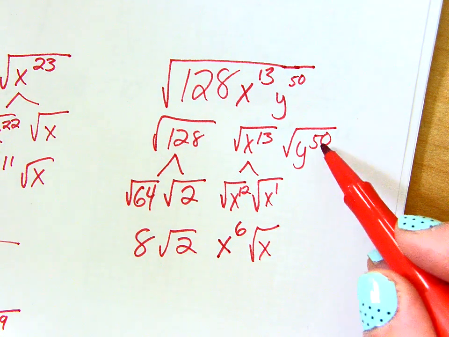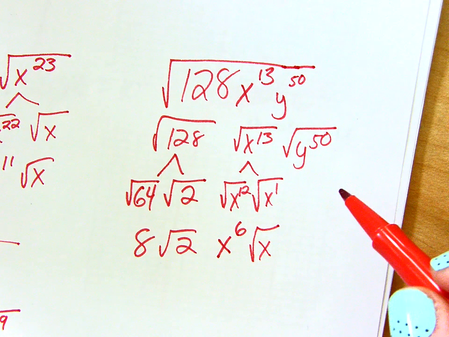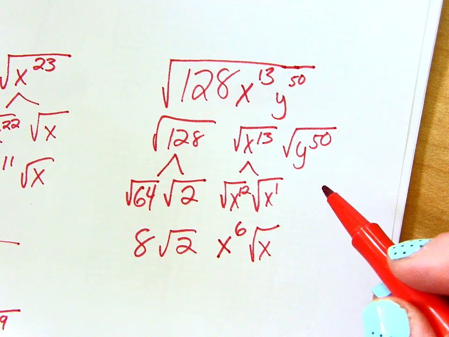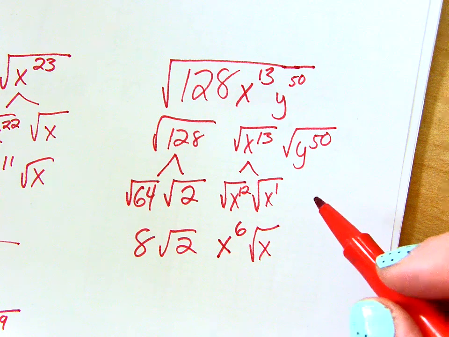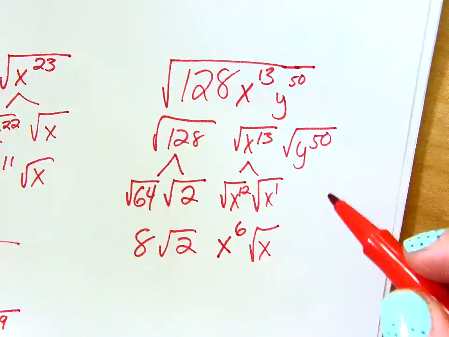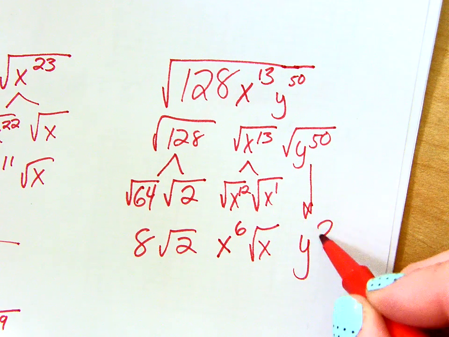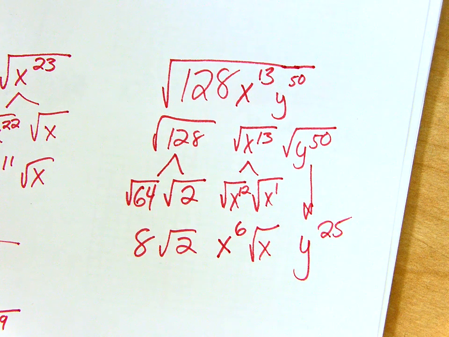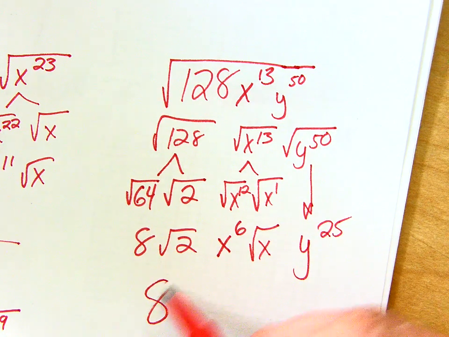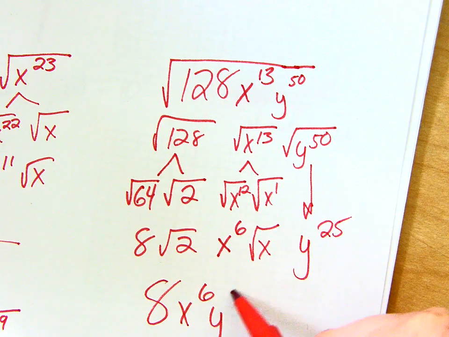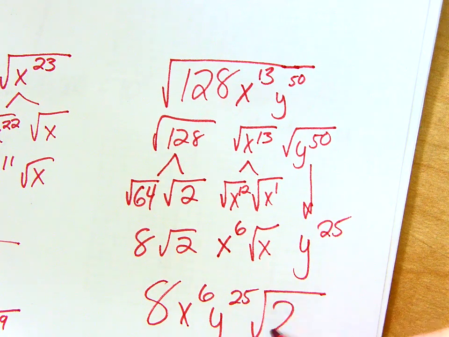Square root of y to the 50th. Is that a perfect square? Yes. Any even exponent is a perfect square. So the answer to that is just y to the 25th. So now I just multiply everything not in a root. 8 x to the 6th, y to the 25th, and then everything that is in a root.